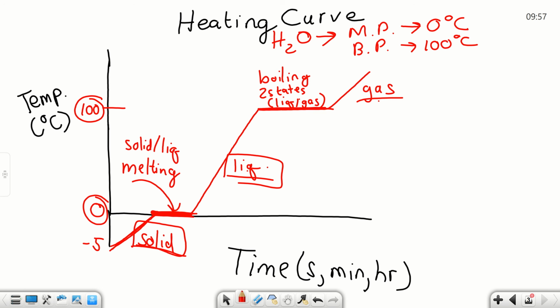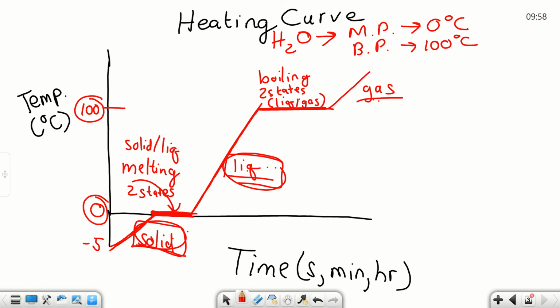Okay? So, again, let's go over this. There's only one state of matter at each of the quote-unquote curved lines, even though it's going to be a straight slope. There's only one state of matter at each of these slope parts. And there's two states of matter at the flat lines because that's where a phase change is occurring.